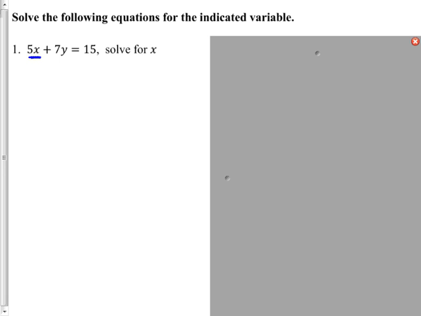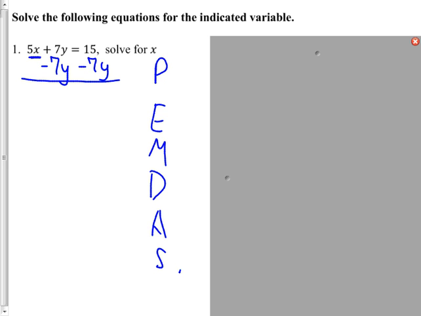We treat x like it's the variable, and we treat everything else like it's a number. So even though we see that plus 7y is there, we're going to treat it like it's plus 14 or plus 21. So we're going to subtract 7y from each side. And again, why subtracting? We're working PEMDAS, but we're going backwards, right? We're solving backwards through PEMDAS. So we start at the adding and subtracting step, and we're working our way up because we're solving for a specific variable.